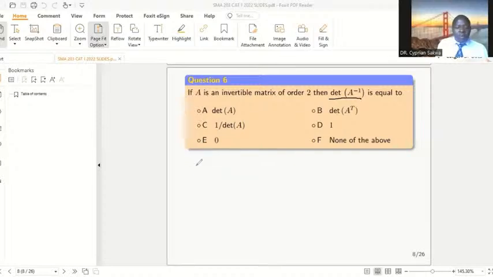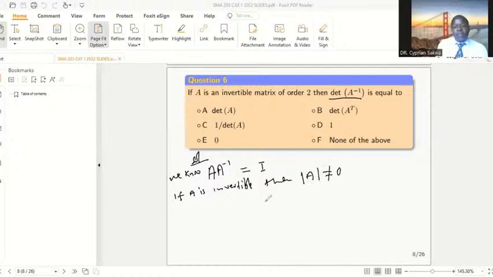What we know from our basic mathematics is that if you have matrix A multiplied by its inverse, the answer will be the identity matrix. We also know that if matrix A is invertible, then its determinant is not equal to 0.